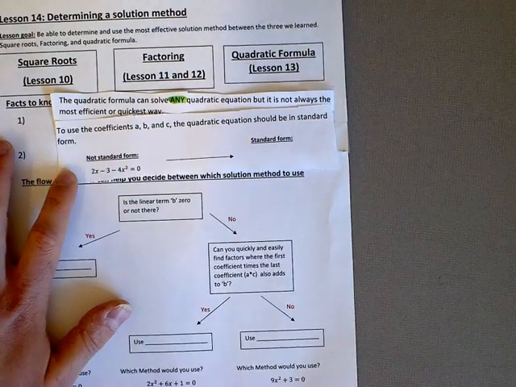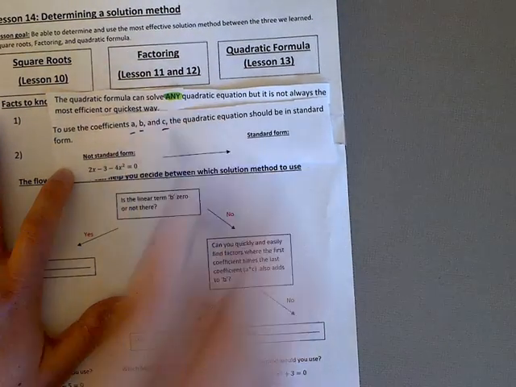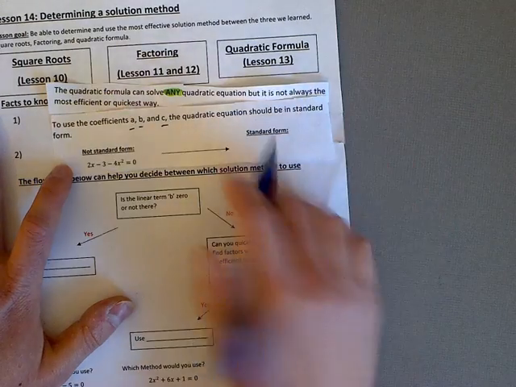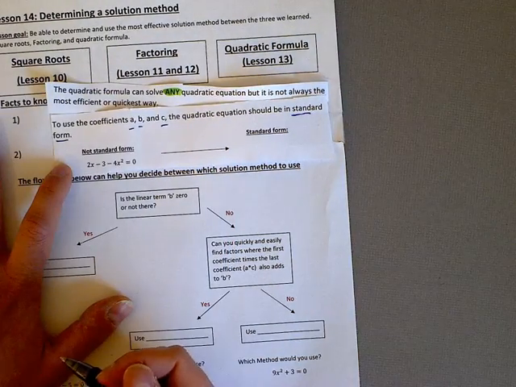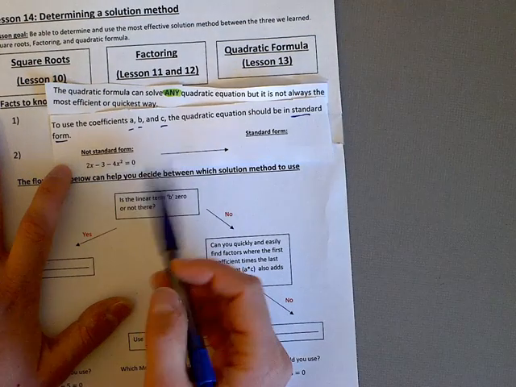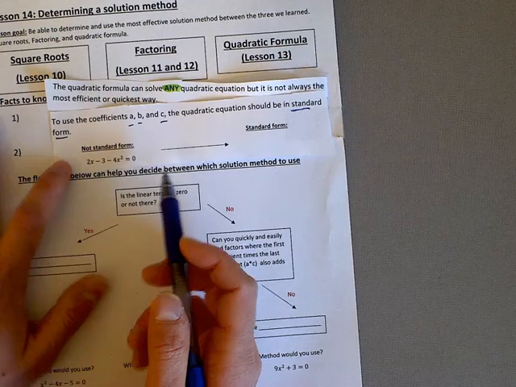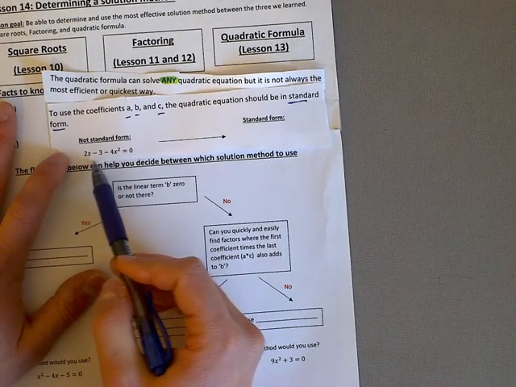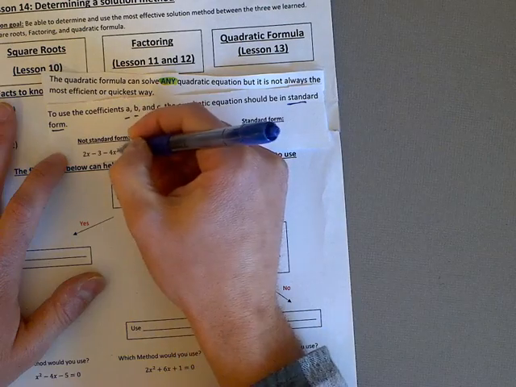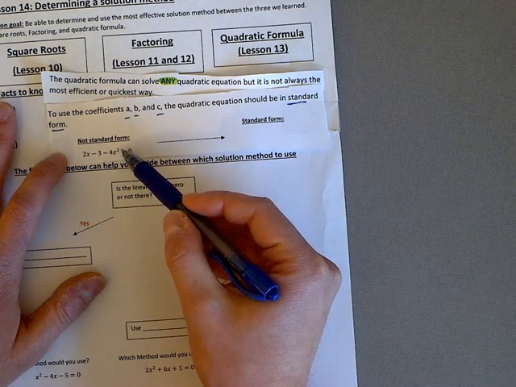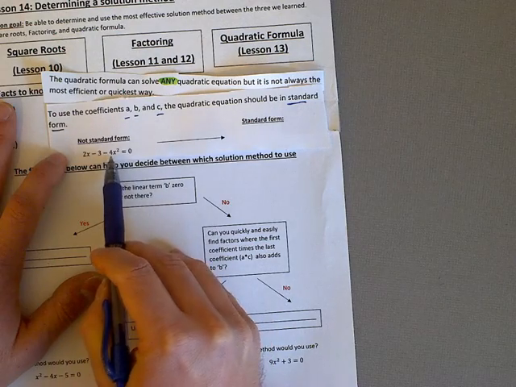The second fact is that to use the coefficients a, b, and c in a quadratic equation, it should be in standard form, which is when the highest exponent is first, the second highest is second, and so forth. For example, 2x minus 3 minus 4x squared is not standard form because the x squared, the 2 being my highest exponent, should be first. The negative 4 would be my a coefficient.